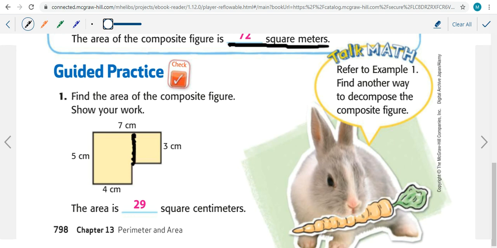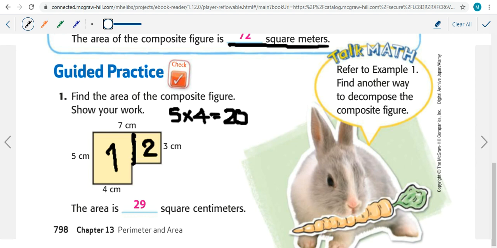Okay, now we are going to find the area of rectangle number 1 and the area of rectangle number 2. How do we do that? Remember, area is length times width. So first we need to multiply 5 times 4 to find the area of rectangle number 1. Rectangle number 1, the area is 20, right?